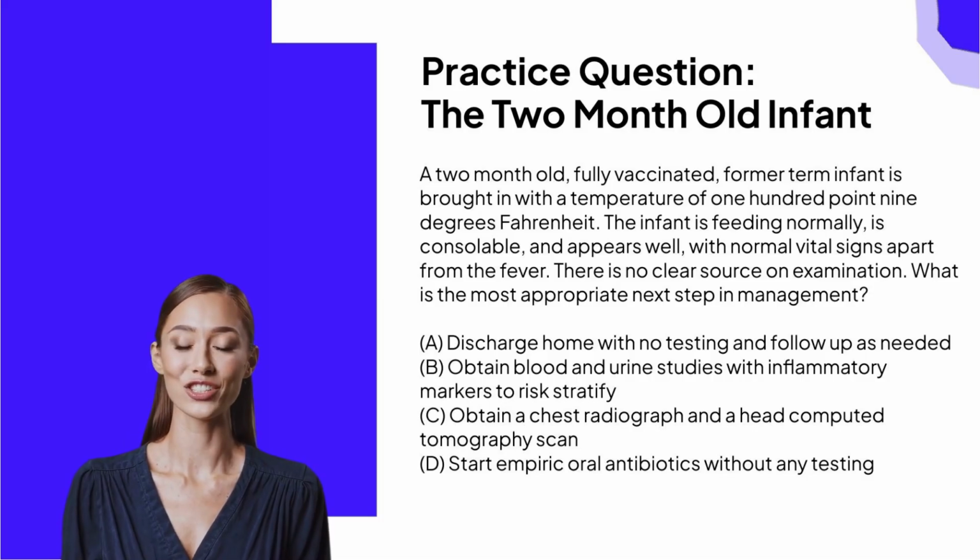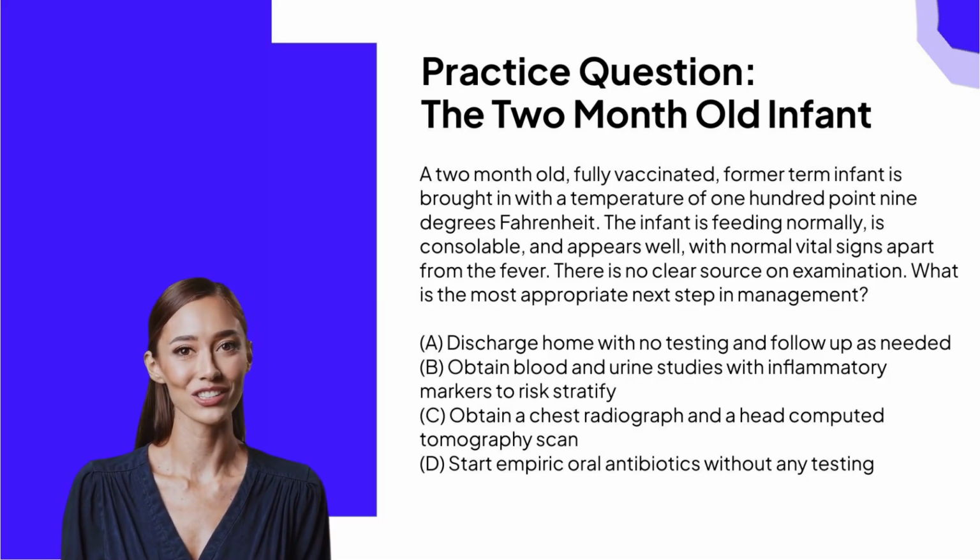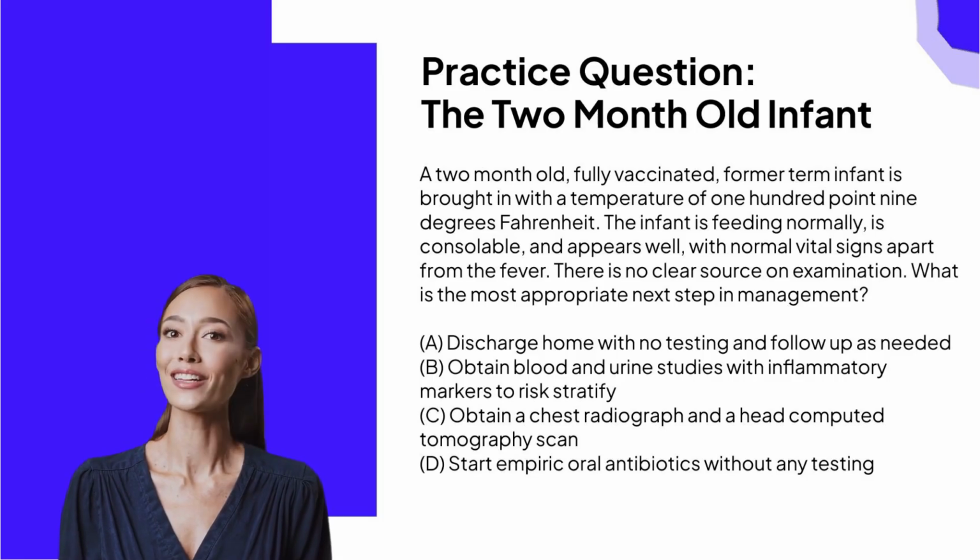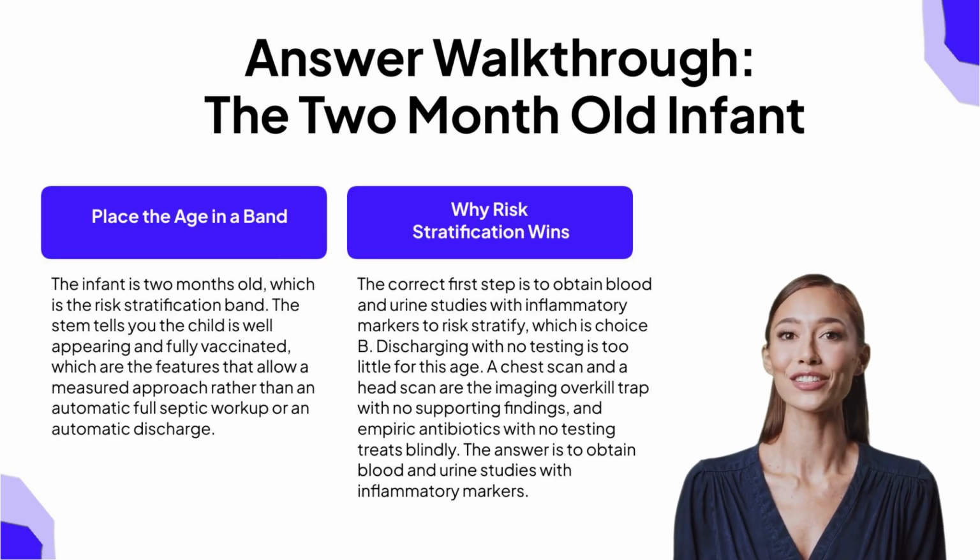The question asks for the most appropriate next step. Notice the age, which is 2 months, placing this infant in the 1 to 3 month band where we risk stratify rather than automatically doing everything or nothing. Choose your answer and we will reason through it together. Let us work through this answer.